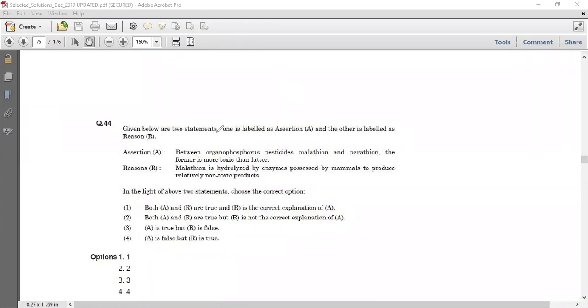So in question number 44, it is basically based on the pesticides. The assertion says that between organophosphorus pesticides malathion and parathion, the former is more toxic than the latter. So it's saying that malathion is more toxic, which is not right. Actually, parathion is more toxic than malathion, right? So that's why the first statement is absolutely wrong. You can see some of the explanation regarding this.